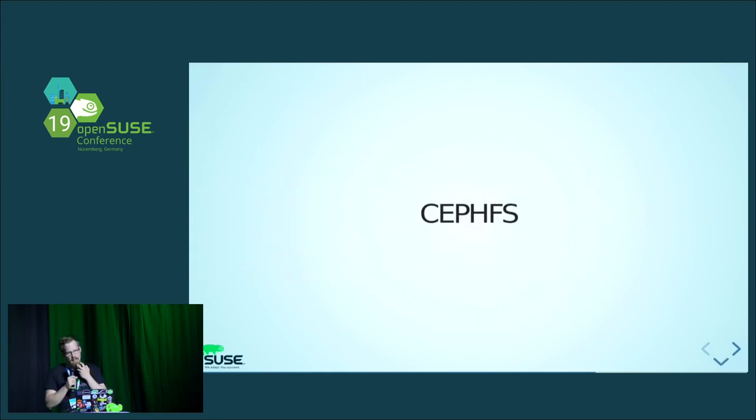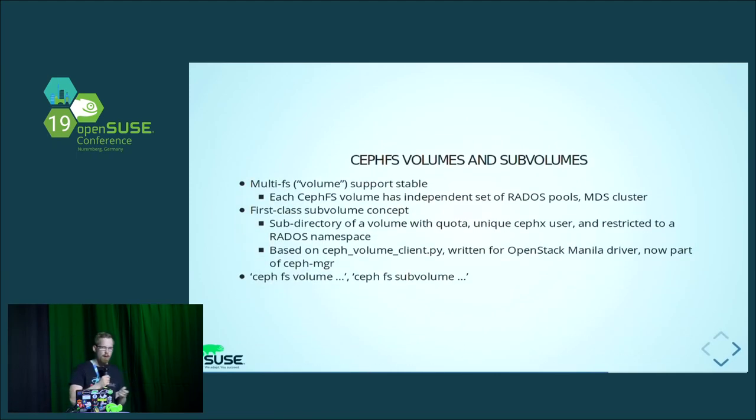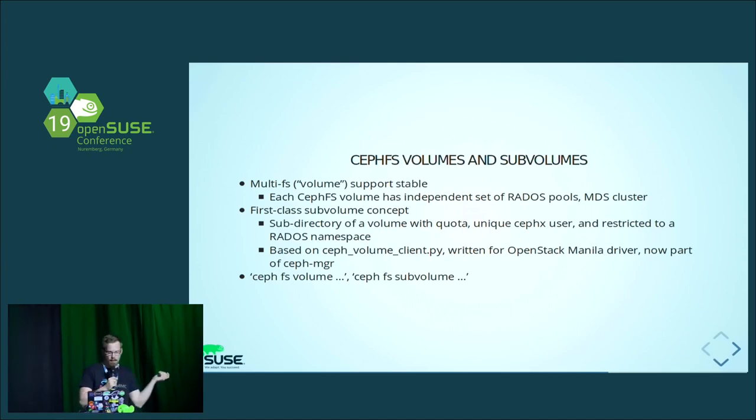Enough of that, let's go to CephFS. What do we have there? Yay, multi-FS volume support is stable now. What does it mean? You can now have multiple CephFS file systems within your Ceph cluster. Each of them has an independent set of RADOS pools and MDSs. So that's something you have to be aware of, but at least it's possible and it's called stable now with Nautilus.